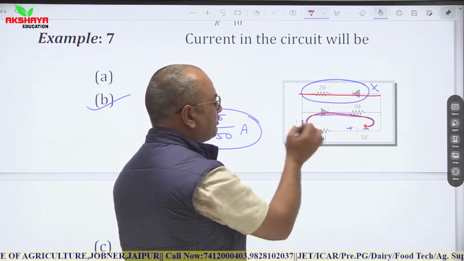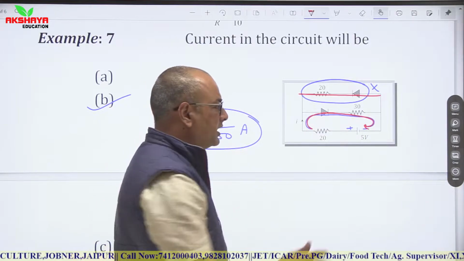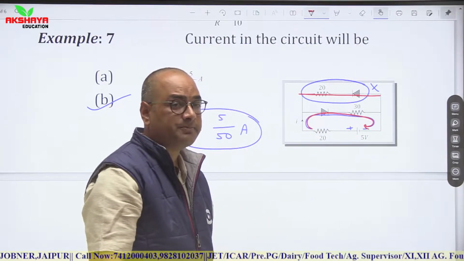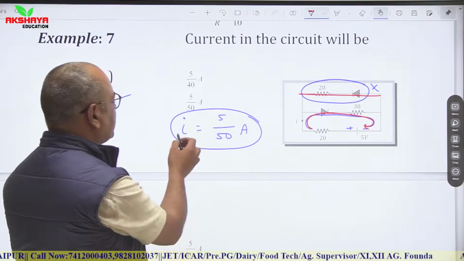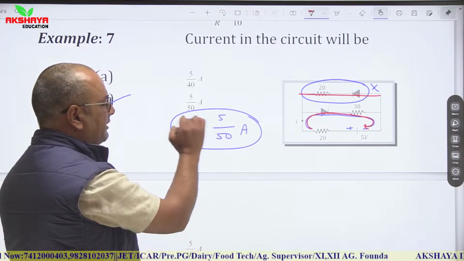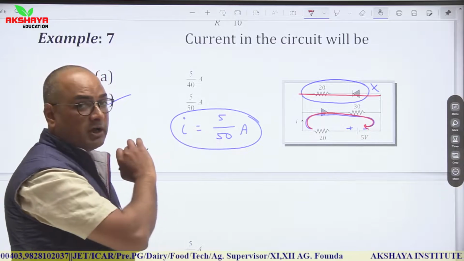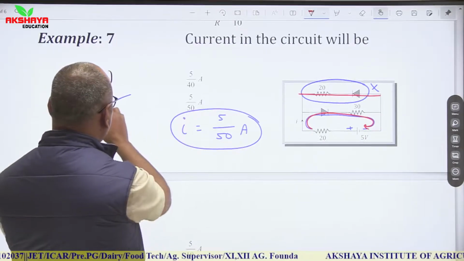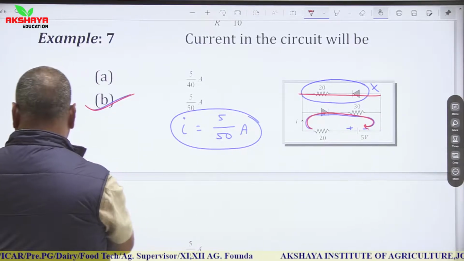So 30 ohm and 20 ohm resistances are in series and a source of 5 volt is connected. So again we will use the relation V upon R. V is given as 5 volt and resistance is 50 ohms. So current will be 5 upon 50 ampere. It means option number B will be correct.